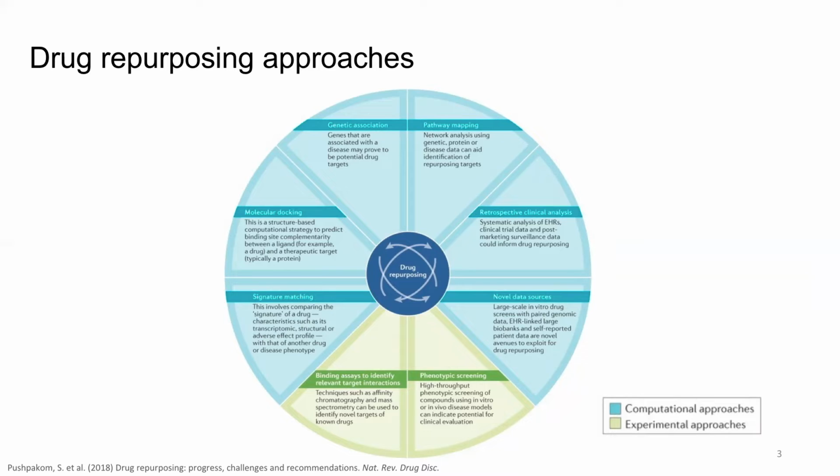Another class of approaches that has been increasingly gaining attention is network-based approaches. These approaches can leverage many different types of information and aren't limited to one single repurposing strategy. For example, the pathway mapping approach from this figure can be considered a network-based approach as well.